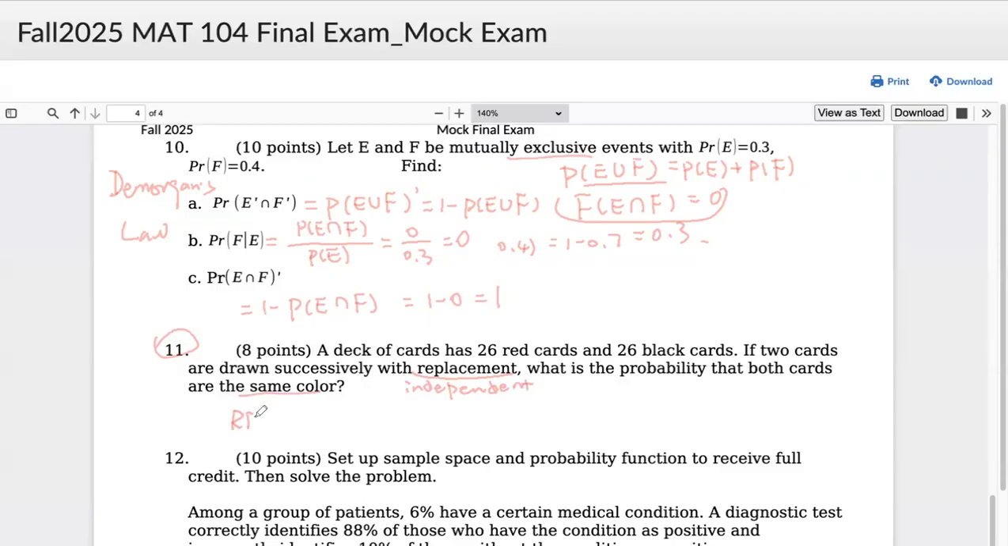Both cards could be red, or both could be black, right? So the probability to get red, the first one is 26 out of 52. Because with replacement, which means we put the card back, the second one still has probability of 26 out of 52. Then plus the same thing for the probability of black, because there are 26 red ones, 26 black ones. So it's 26 plus 26 divided by 52 times 26 divided by 52. Okay, then you simplify. I'm going to ignore that.